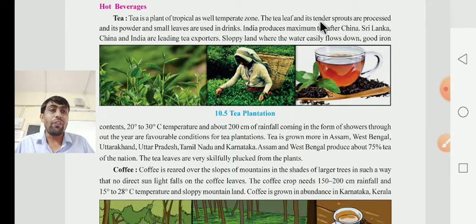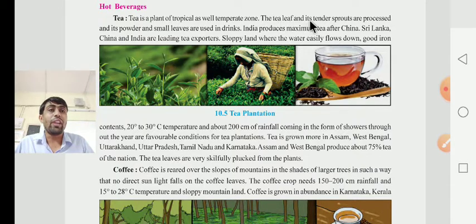The tea leaf and its tender sprouts are processed, and its powder and small leaves are used in drinks. What have they given, dear children? They have given that tea is a plant of which zone? Tropical. Tropical as well as temperate zones. That's why we can say that it is Ushna and Samshitoshna Katibandhiya.